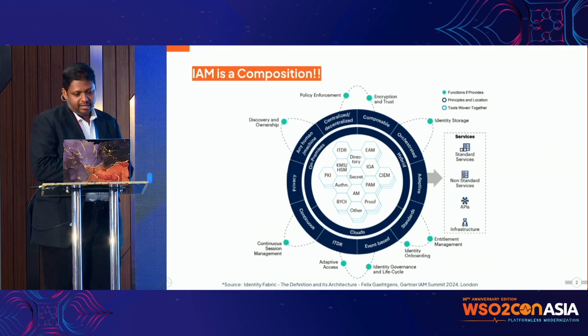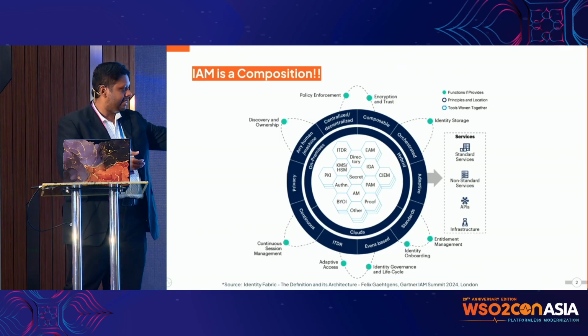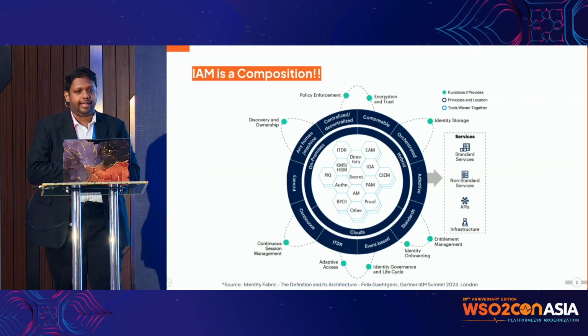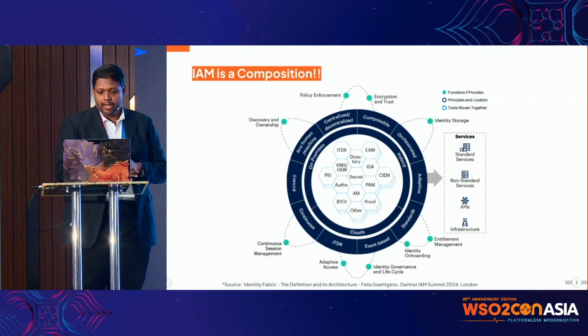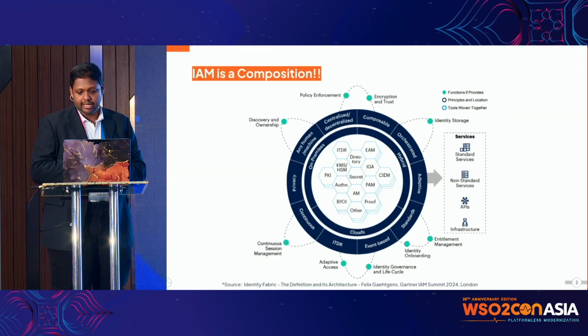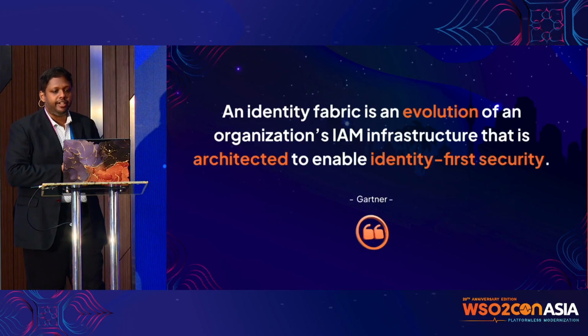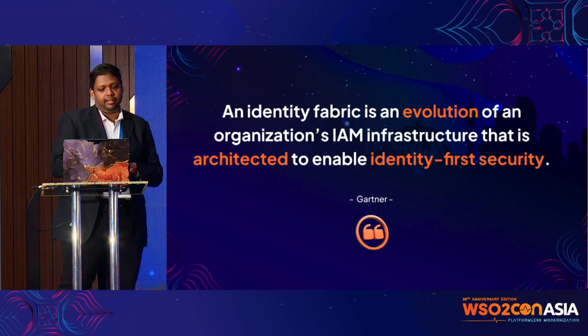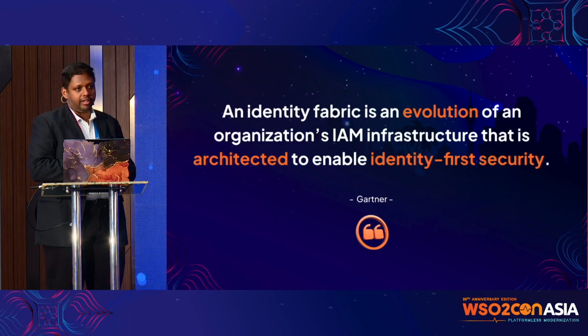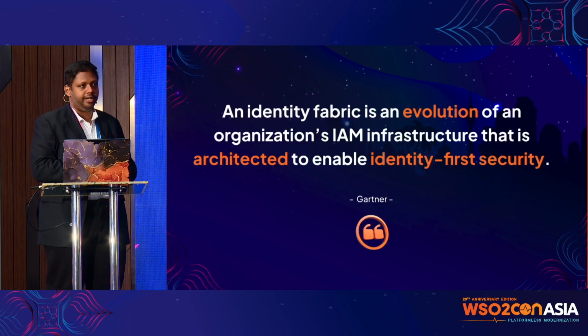In this diagram, what we fulfill is the AM part that you can see at the bottom, which stands for access management. Most of the things that we are going to talk about today and demonstrate today are going to fall under that category. This is the official definition: the identity fabric is an evolution of the organization's IAM infrastructure that is architected to enable identity-first security. So the keyword here is identity-first security.